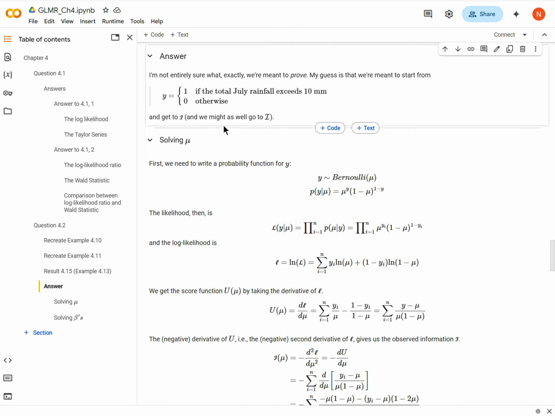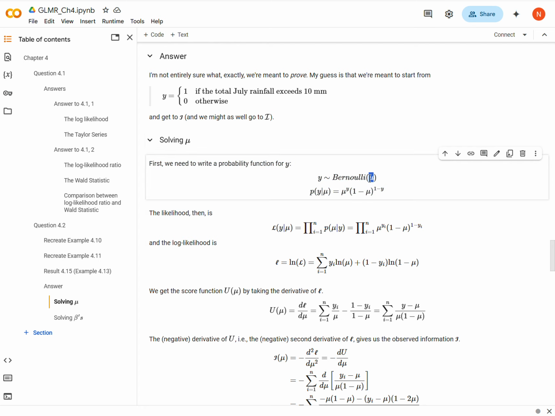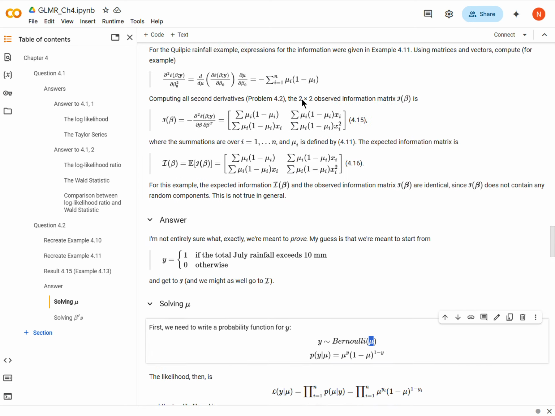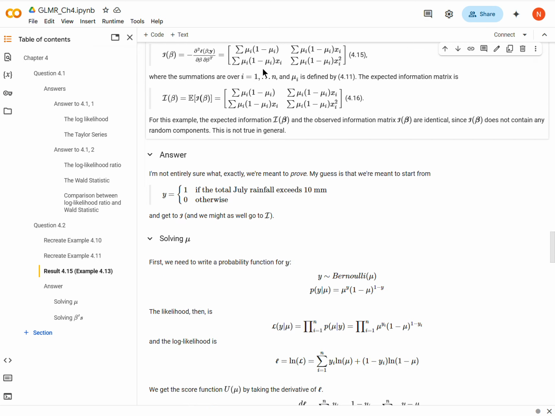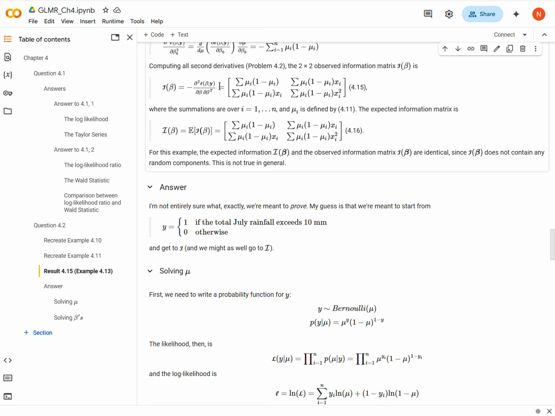So let's start with a simplified example where we just have mu. We're just trying to find mu here. How does this differ from what we're meant to find? What we're meant to find is the information matrix that has two parameters, beta naught and beta 1. Because we have two parameters, we end up getting this 2 by 2 matrix.